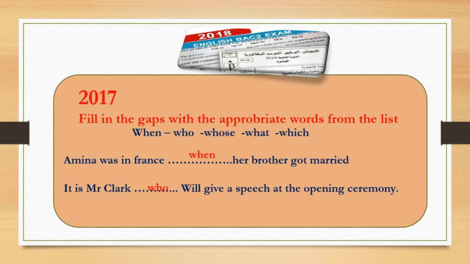بالنسبة للناشونال اكزام 2017 عندنا الاختيارات عندنا when, who, whose, what, which. بالنسبة لأمينة كانت في لافرانس الوقت اللي خوها تزوج. دونك هنا غنشوفوا الوقت غنديروا when. الجملة الثانية عندنا مستر كلارك ويل وديجا عطيتكم لي زاستيوس ملي تيكون عندنا personal noun verb كنديرو هو لأن البيرسون.